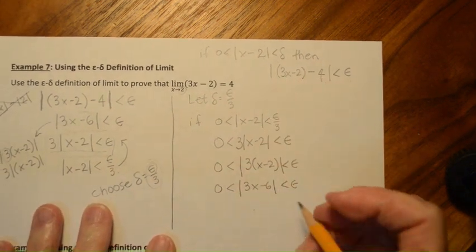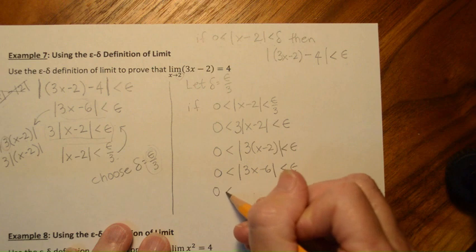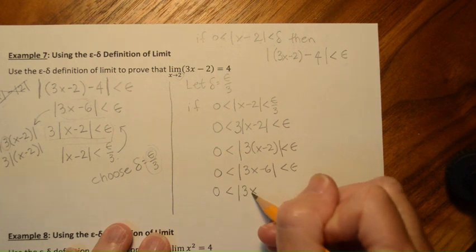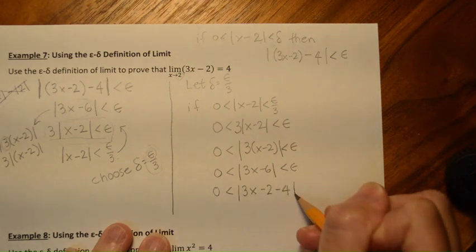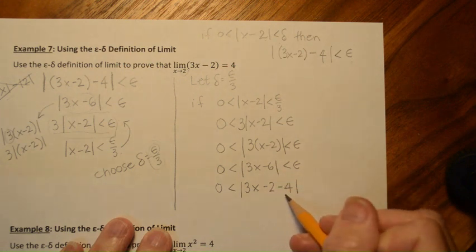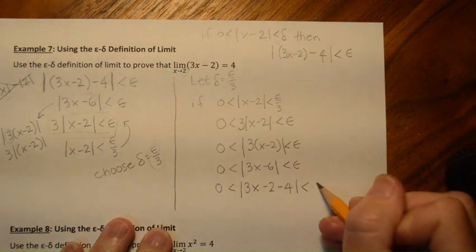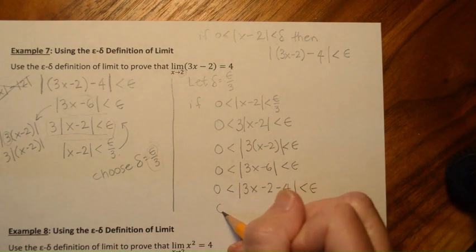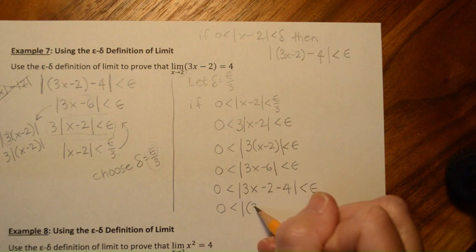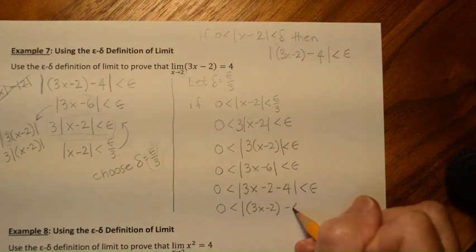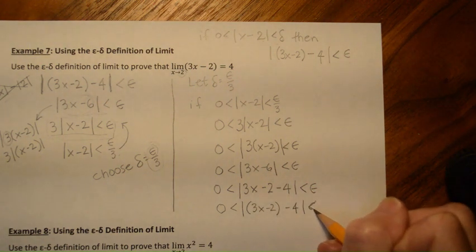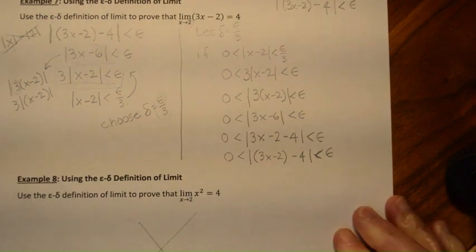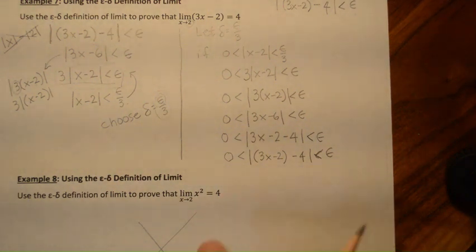Again, you could cheat and look up here. 0 is less than absolute value of 3x minus 2 minus 4. I'm just breaking up the negative 6 into negative 4 and negative 2. And then I'm just going to write it as this, absolute value of 3x minus 2 minus 4 is less than epsilon. We'll do more of these together, and you'll do some for homework. But for right now, hopefully that's okay.